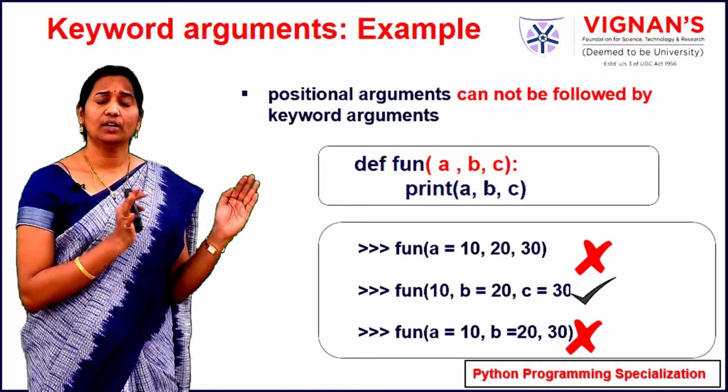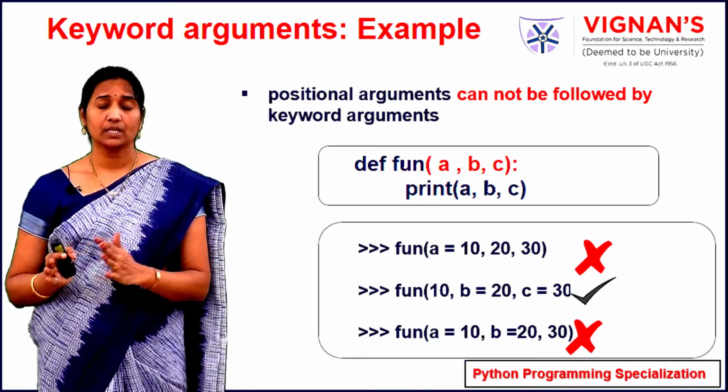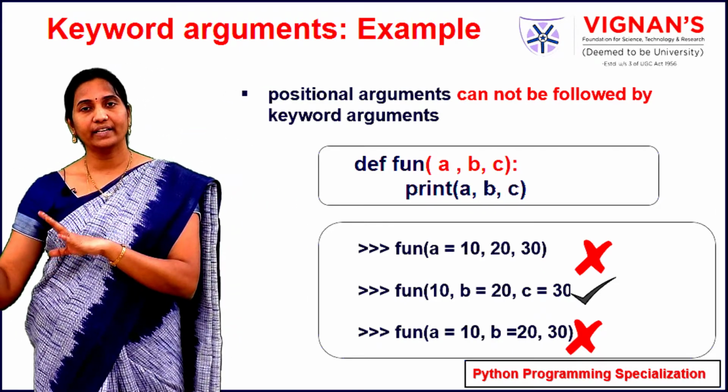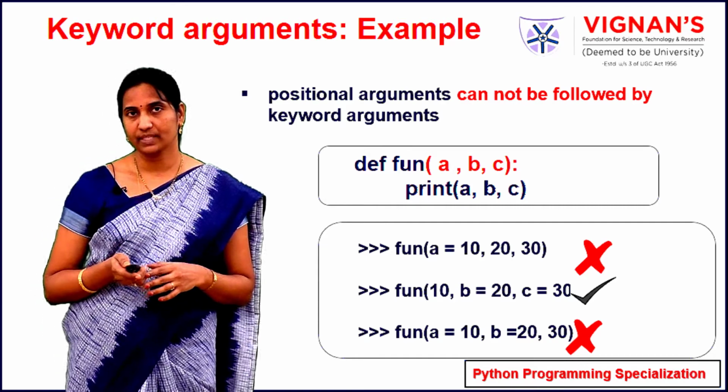So whenever positional arguments are combined with the keyword arguments, they must come first. Only on the left hand side you can have the positional arguments. That's how you can remember.